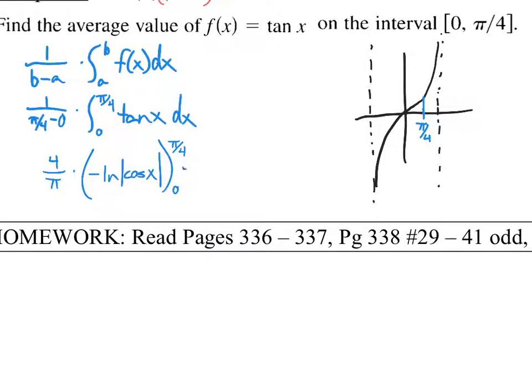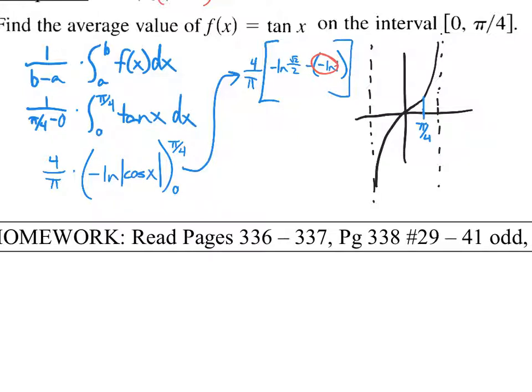Okay, so real quickly here, we have 4 over pi times negative ln of cosine of pi over 4. What's cosine of pi over 4? Square root of 2 over 2. So negative ln of square root of 2 over 2 minus negative ln of cosine of 0. What's cosine of 0? 1. So ln of 1 again equals 0.